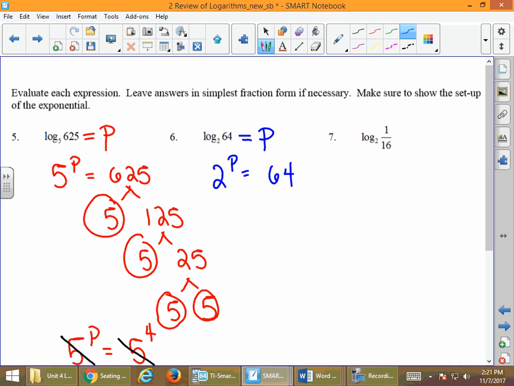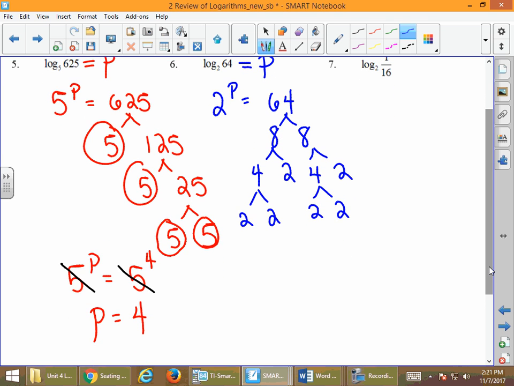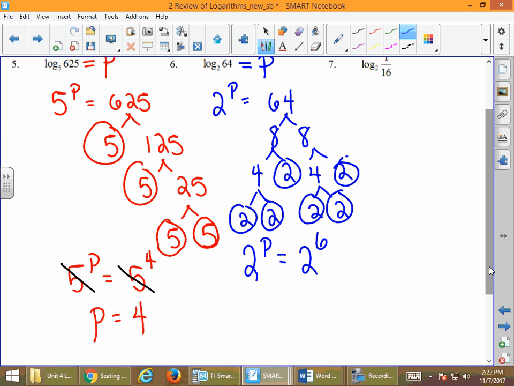And once again, if you don't know what that answer is, and we did go through the 2s here on the front of the paper, but remember 64 is 8 times 8, which is 4 times 2, which is 2 times 2, and another 4 times 2, and 2 times 2. Ultimately, what we get here with 2 to the p equals 64 is 2 to the p equals 2 to the 6. And we've got a 2 here that we don't need to worry about because it's the same as the 2 there. And we end up with p equals 6.